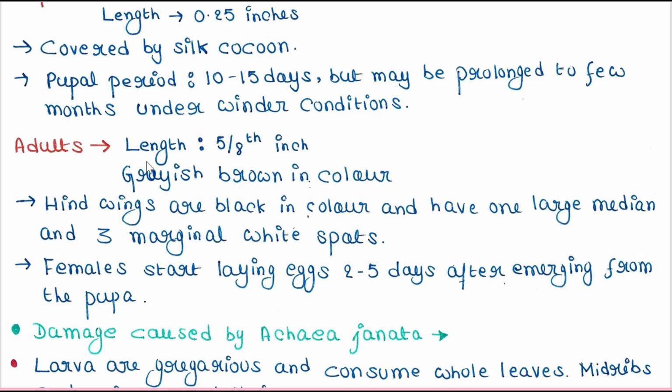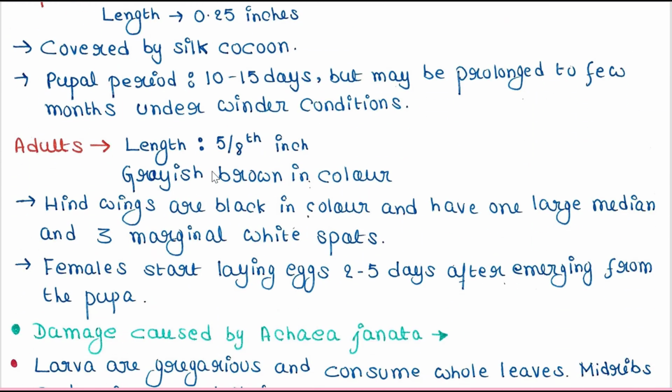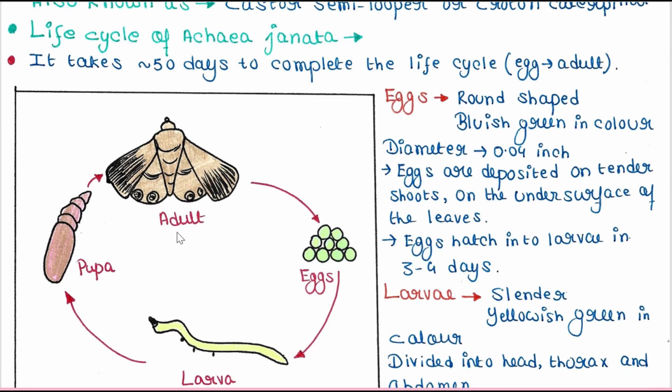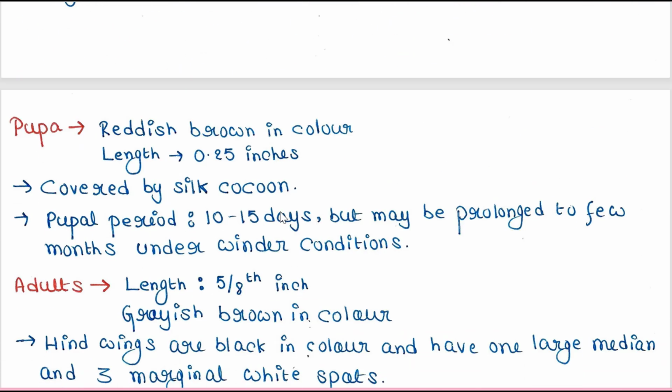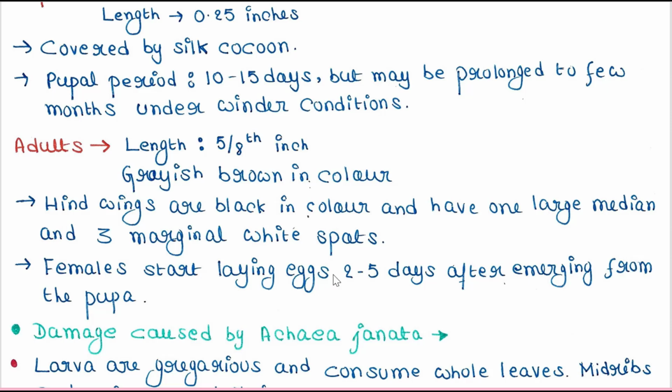Adults, length of the adult is 5/8 inch and it is this, so it is grayish brown in color. Hind wings are black in color and have 1 large median and 3 marginal white spots. So 1 large median and 1, 2, 3 such marginal white spots. Here you can see these are actually marginal spots. Okay. And females start laying eggs 2 to 5 days after emerging from the pupa.